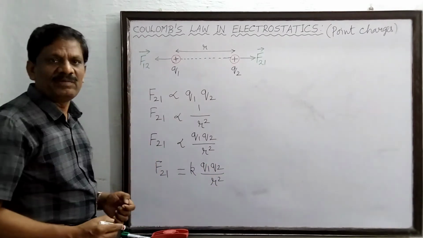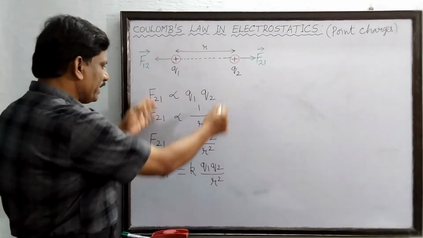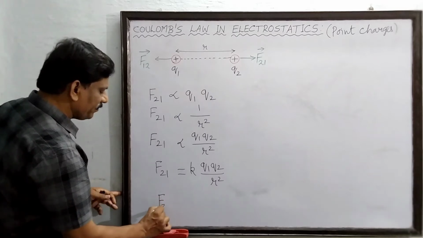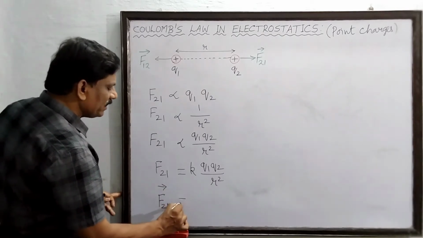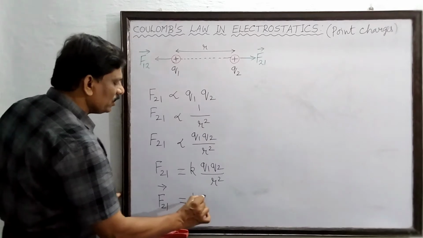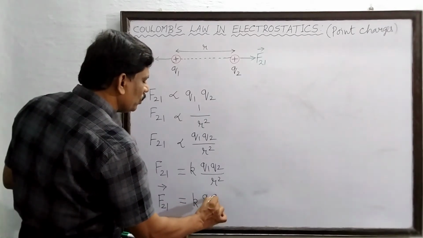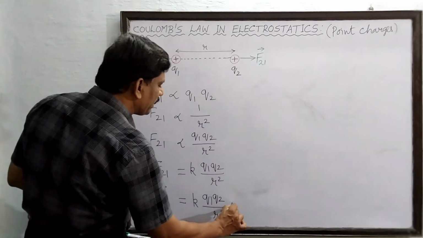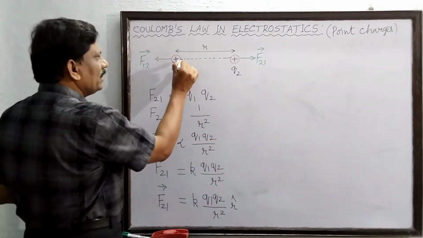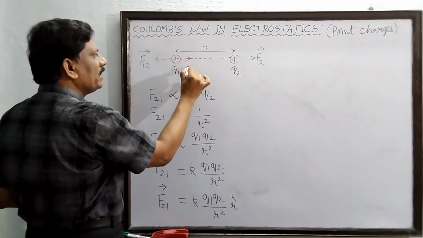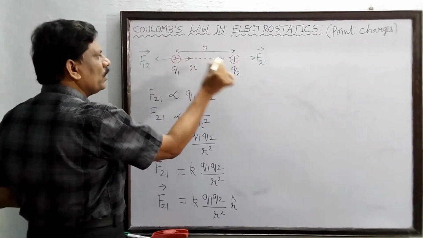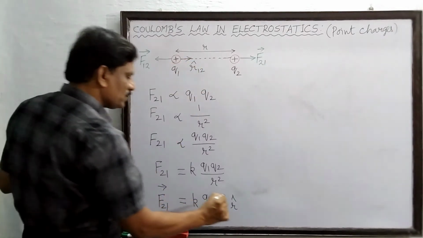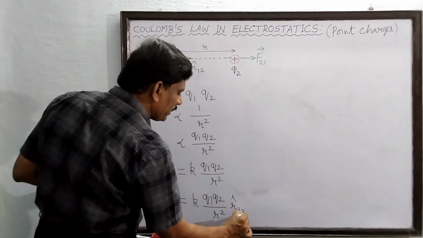And in vector form I am going to write this now. So far I have written in scalar form only. In vector form it is written as F21 vector is equal to K into Q1 into Q2 divided by r squared into r cap. It is a unit vector. Now this direction you can see that the unit vector from Q1 to Q2 is represented by r12 cap.